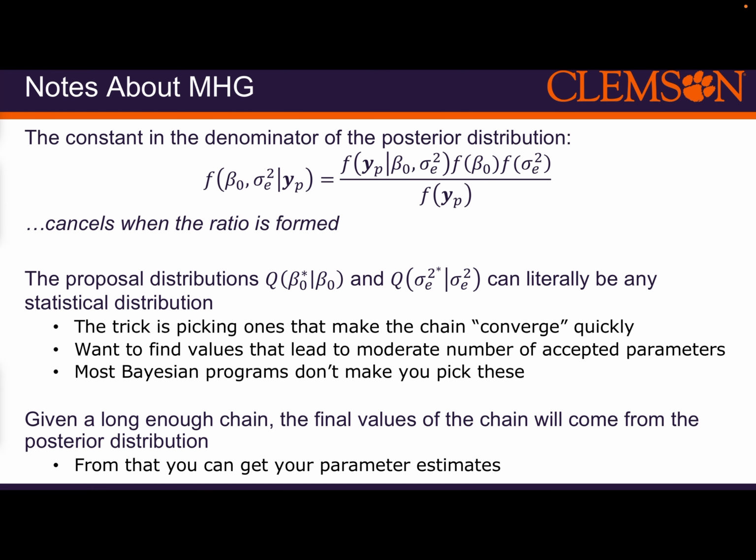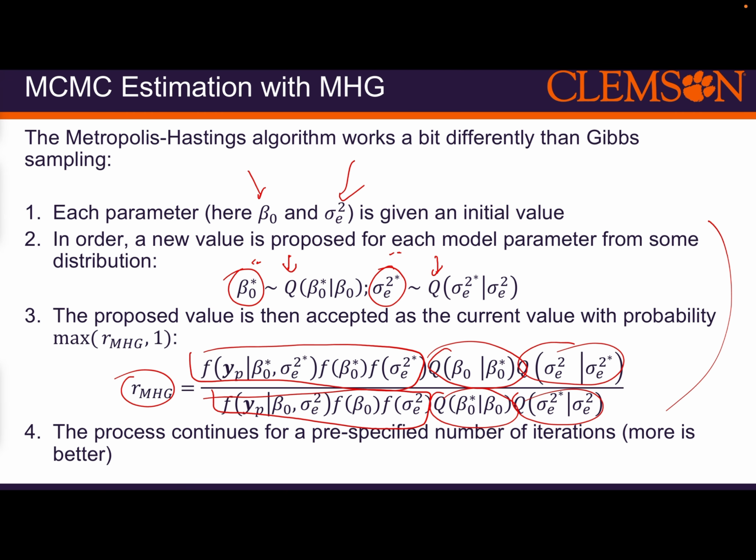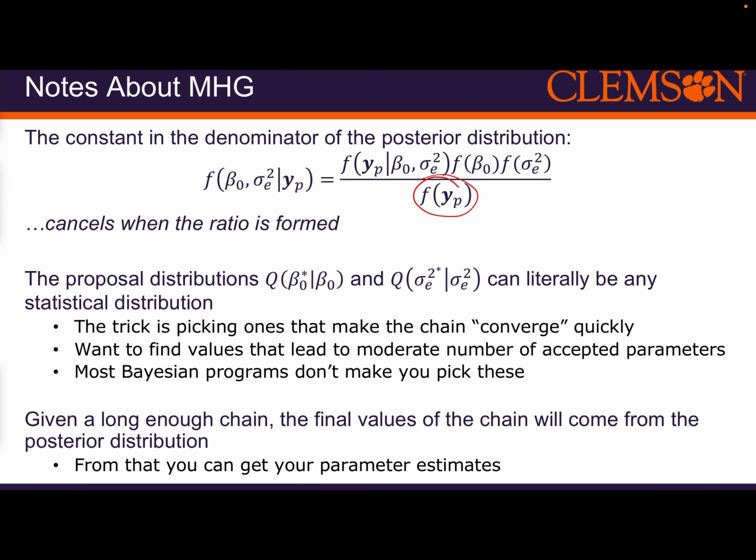Now, if you note that constant in the Bayes theorem algorithm, that thing would be the same for the numerator and the denominator of our Metropolis Hastings ratio. And if it's the same, it cancels. So we don't have to worry about it. Look at that. So the proposal distributions can literally be any statistical distribution. There is a little bit of an art to forming an algorithm with this. The trick is to pick ones that make the chain converge quickly.